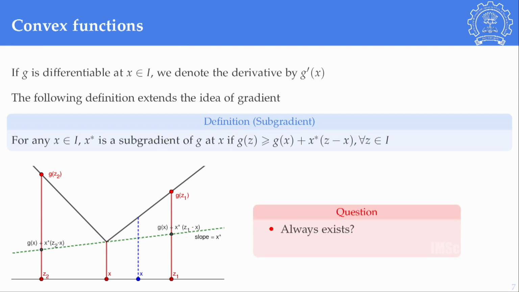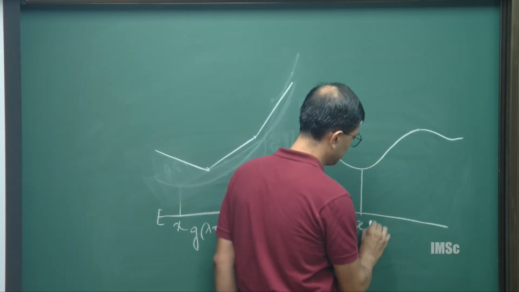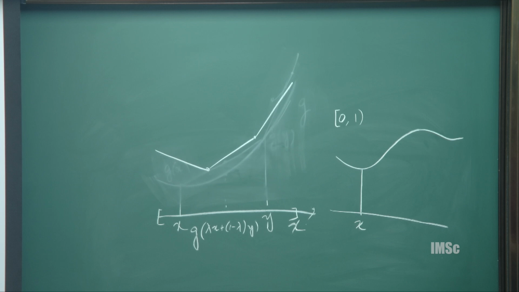The question that quite naturally comes is whether it will always exist. If I give you any arbitrary function, at this point we are not saying anything about g. So g could be differentiable or non-differentiable in some places. It can be any arbitrary continuous function. At every point, can I define a subgradient? Let's say this point here: is there a subgradient?